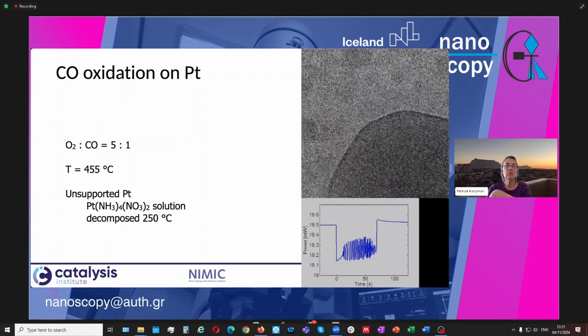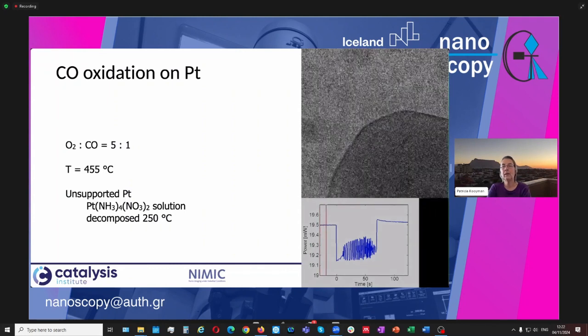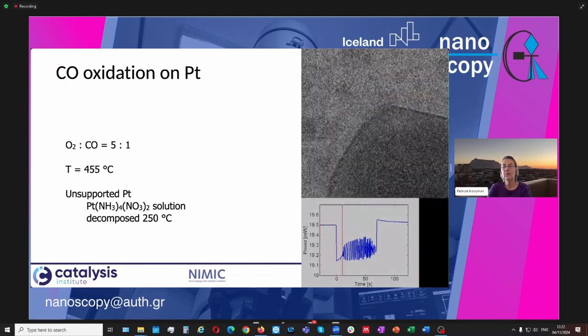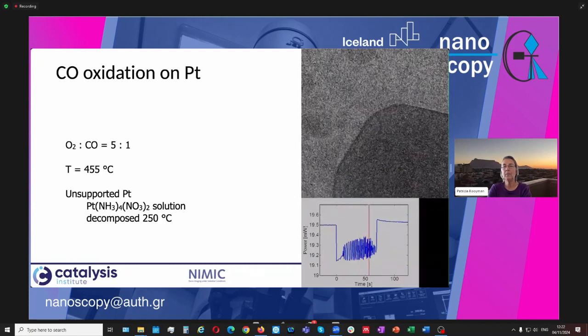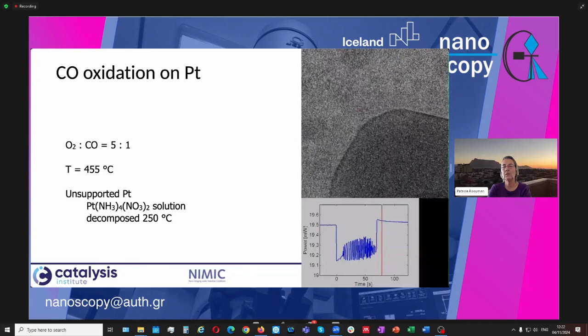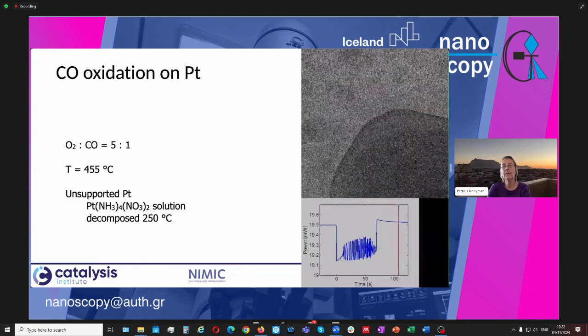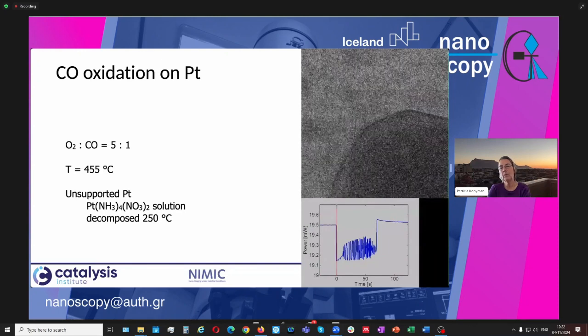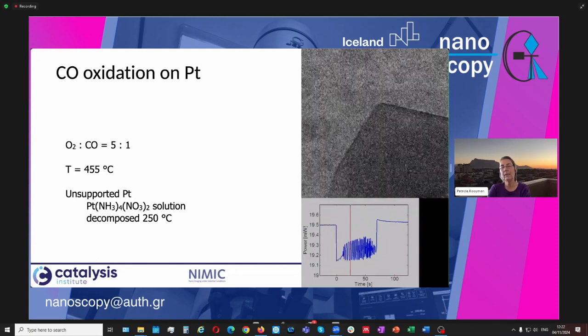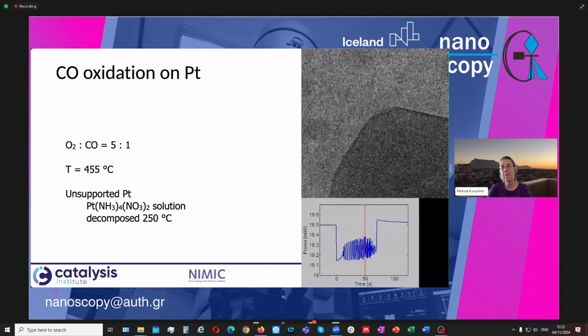Then, of course, we made sure that all the hydrogen was pumped out and flushed with nitrogen a few times before we added this particular reaction mixture. And then we saw this happening. So there was a steady state, and then suddenly the heater power, which is the graph you see at the bottom, the heater power that we needed to input to keep the temperature stable at 455 degrees centigrade, started oscillating.